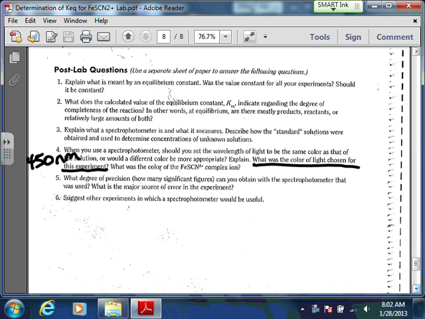And then suggest other experiments in which a spectrophotometer would be useful. I'll let you try and figure that one out. Any other times when measuring the absorbance of something might be a useful thing. Okay? All right, I think that's pretty much it.